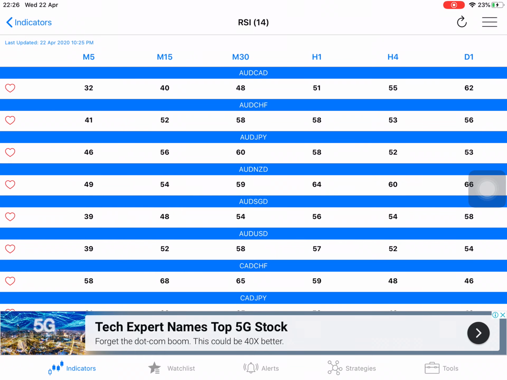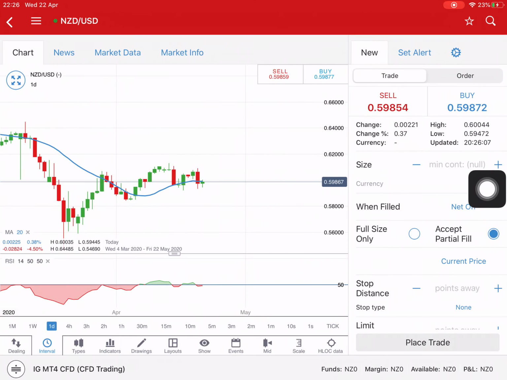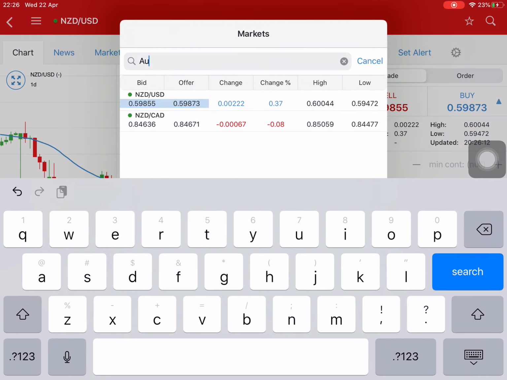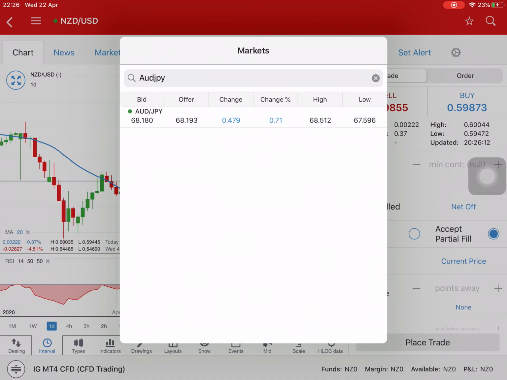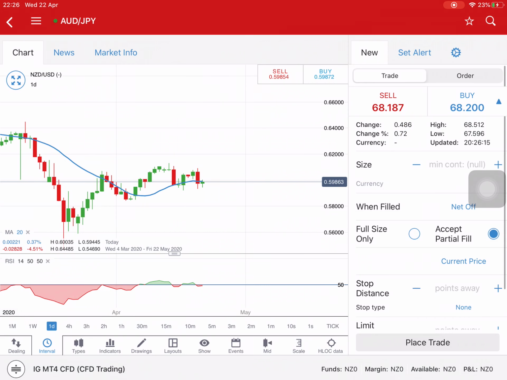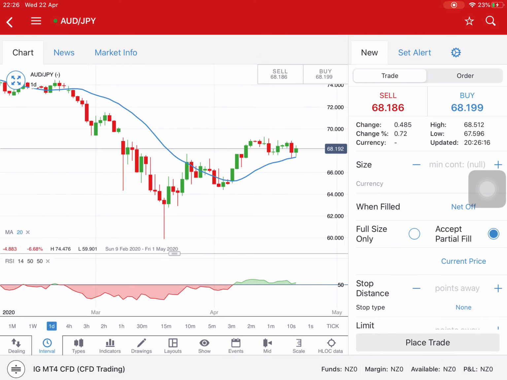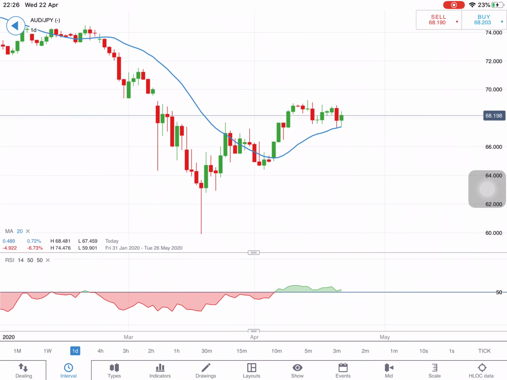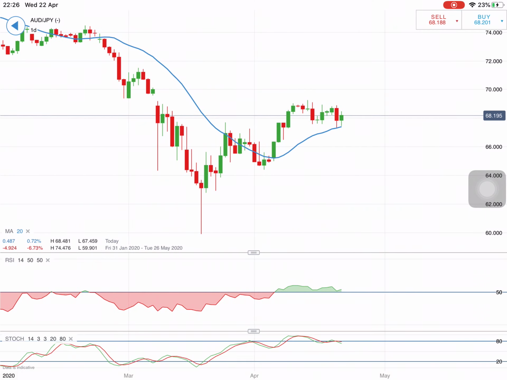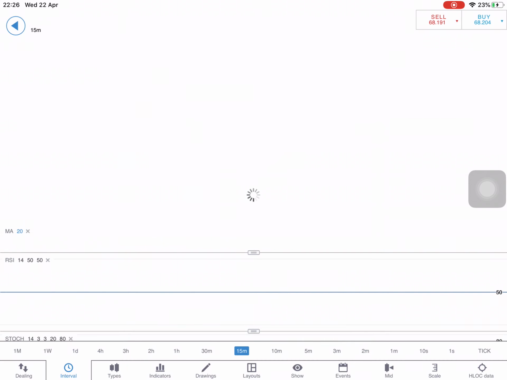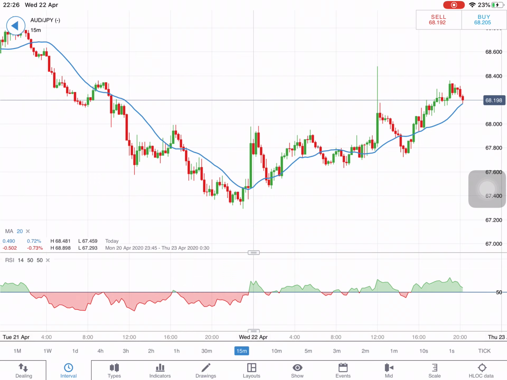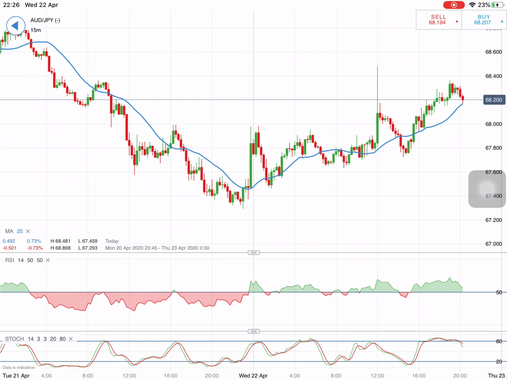AUD JPY, that's at 53. So as you can see, just by me talking, I'm not jumping into any opportunities here. I'm watching what's happening at the 50 level. Right now we're above the 50 level, we can see on AUD JPY. We come down to the 15 minutes. We can see here that price has broken out of this ascending channel, or this lower channel.